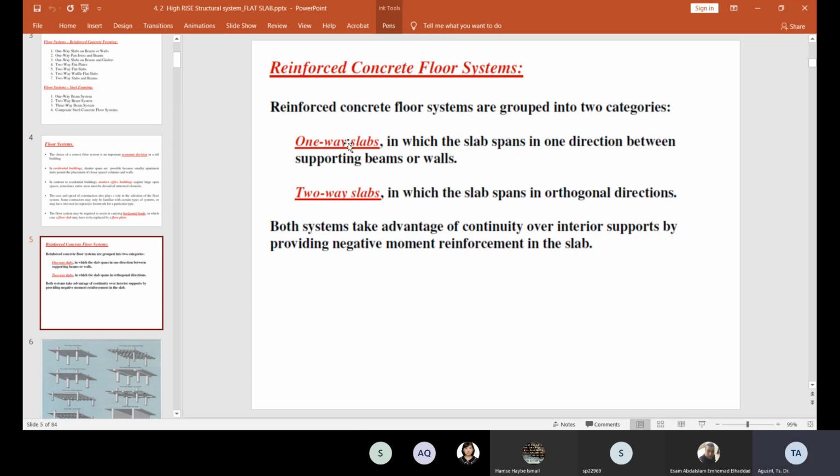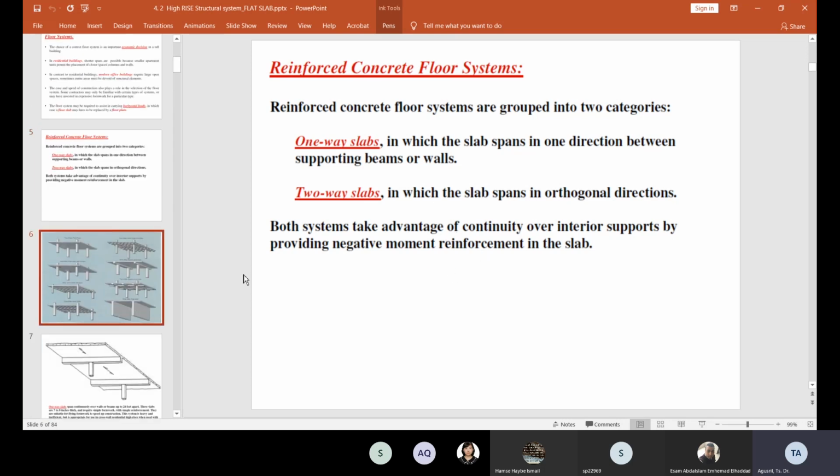And then the beam system of the one-way, two-way slab takes advantage of continuity over interior support by providing negative moment reinforcement in the slab. Okay, so actually negative moment is above the support, because above the support, as you may know, even beam or slab, the moment will be the hogging moment. Hogging moment means the top part will be in tension. So that's why we need to provide a negative moment reinforcement above the support. This one is applicable also for beam and slab.